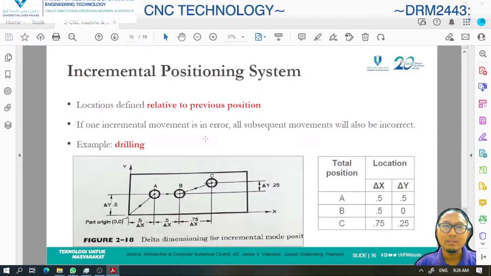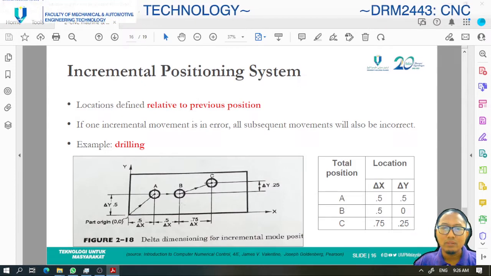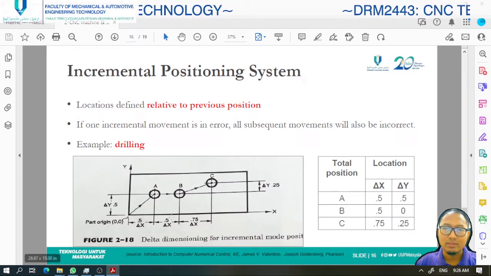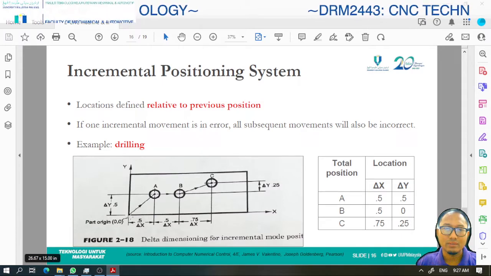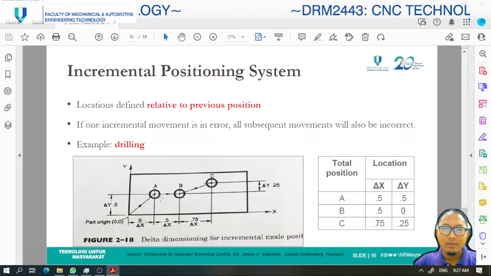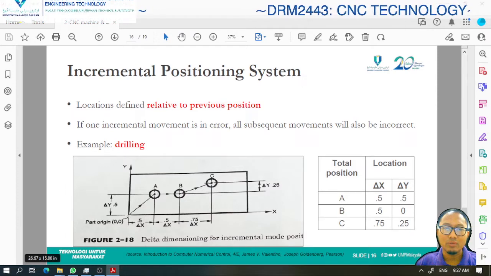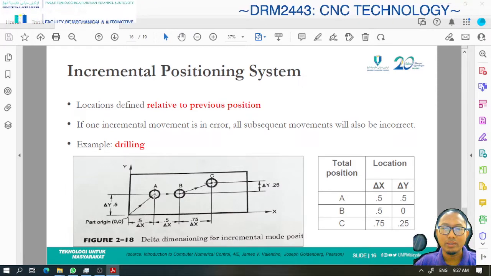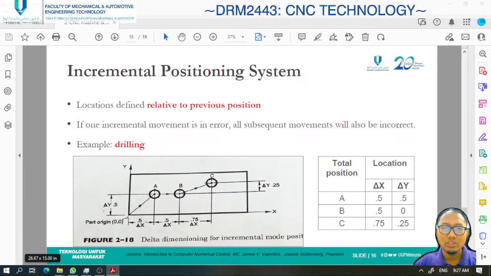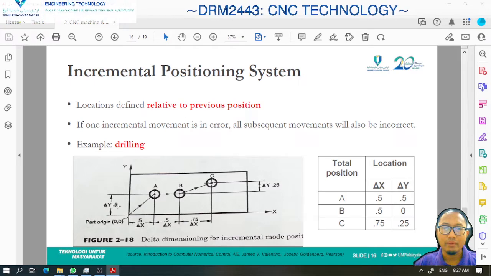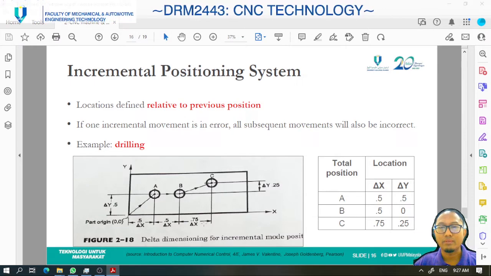So for example, this kind of incremental positioning system is being used for drilling. So let's take a look at this drawing here. We have the part origin at 0, 0 here. We have 3 points A, B, and C. So the tool is going to move from the origin to point A, point B, and then point C. Given all the dimensions, delta y 0.5, delta x 0.5, 0.5, and 0.75.